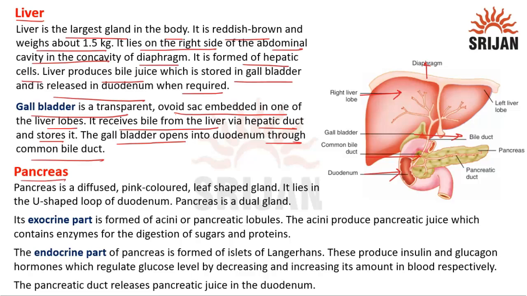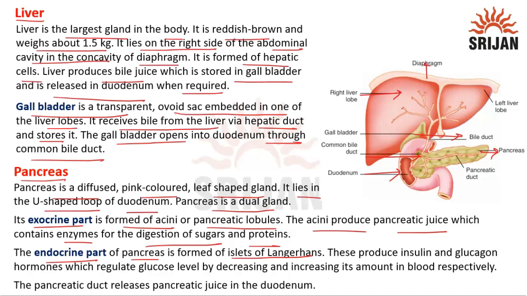Then the pancreas. The pancreas is a diffused, pink-colored, leaf-shaped gland. This is the pancreas. It lies in the U-shaped loop of the duodenum. The pancreas is a dual gland. Its exocrine part is formed of acini or pancreatic lobules. The acini produce pancreatic juice, which contains enzymes for the digestion of sugars and proteins. The endocrine part of the pancreas is formed of islets of Langerhans. These produce insulin and glucagon hormones, which regulate glucose level by decreasing and increasing its amount in blood respectively. The pancreatic duct releases pancreatic juice into the duodenum. So this is the pancreatic duct.